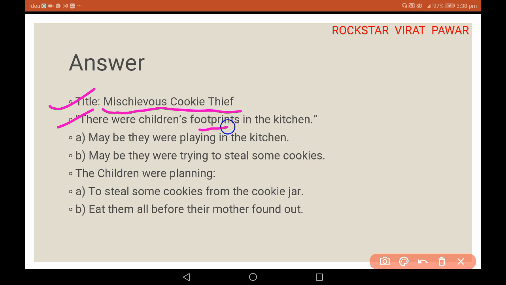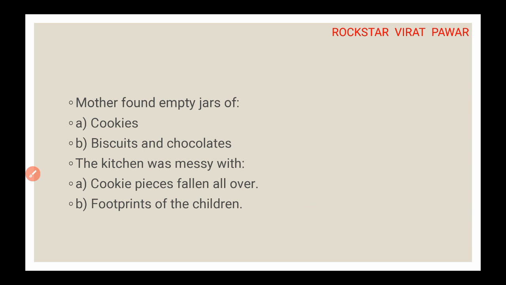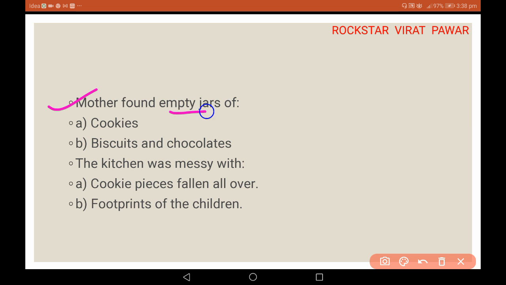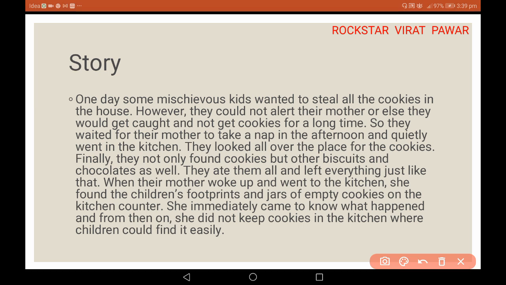There were children's footprints in the kitchen. Maybe they were playing in the kitchen or maybe they were trying to steal some cookies. Okay, the children were planning. What were they planning? To steal some cookies from the cookie jar or eat them all before their mother found out. The next one is, mother found an empty jar of what? Cookies or biscuits and chocolates. The kitchen was messy with cookie pieces fallen all over, and footprints of the children. Now see, you have to write the story regarding these points.